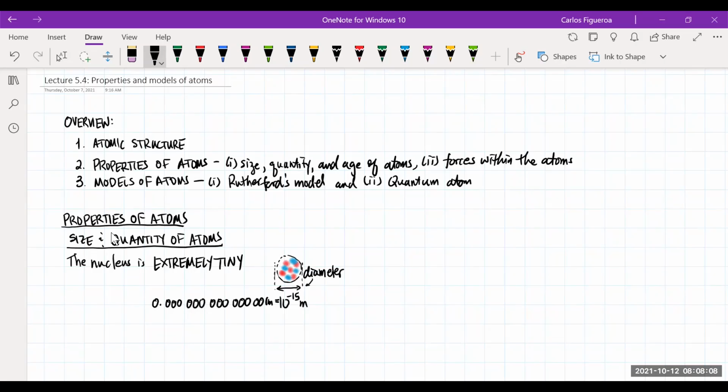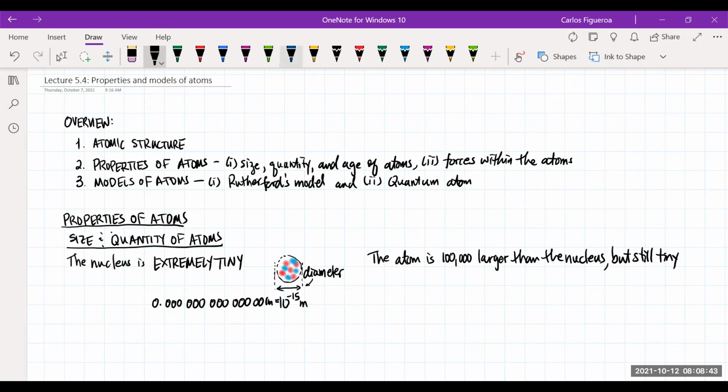And then we could say the same thing about the atom. The atom is 100,000 times larger than the nucleus, but still tiny.